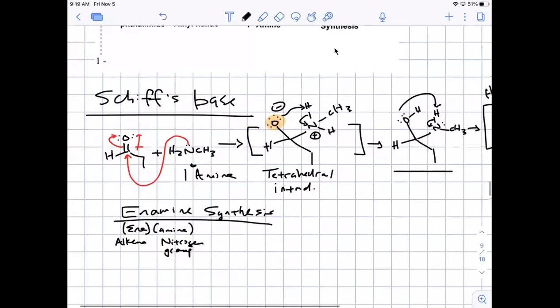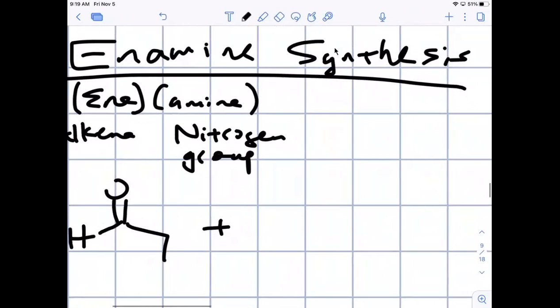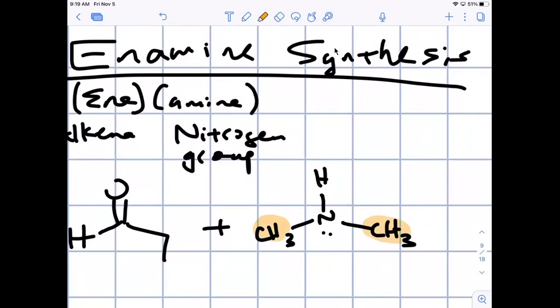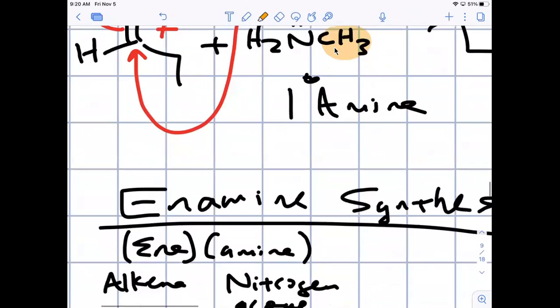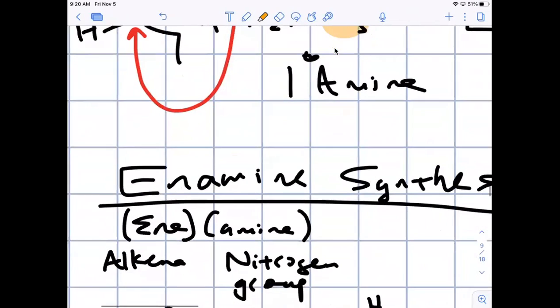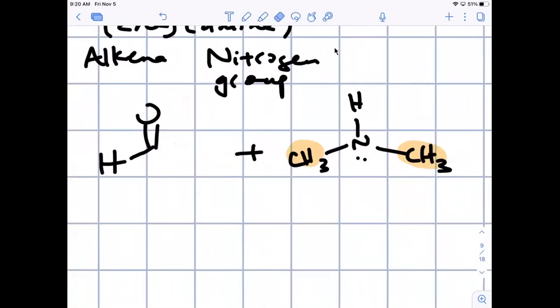So let's take the same aldehyde here, plus, in this case, I'm going to use a secondary amine. So I'm going to do this. The secondary amine just has 2 alkyl groups attached to it. A primary amine only has 1 alkyl group attached. A tertiary amine will have 3 alkyl groups attached. It follows the same bond order as carbon.